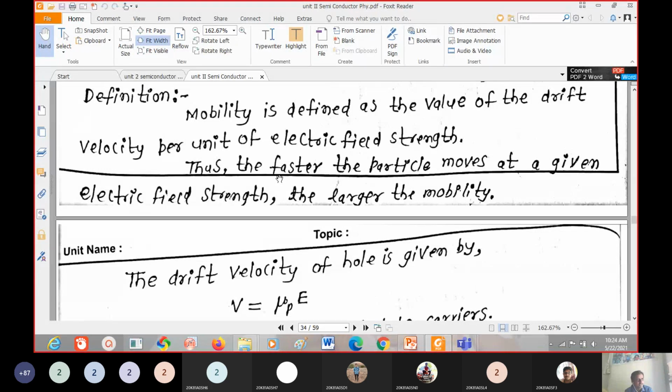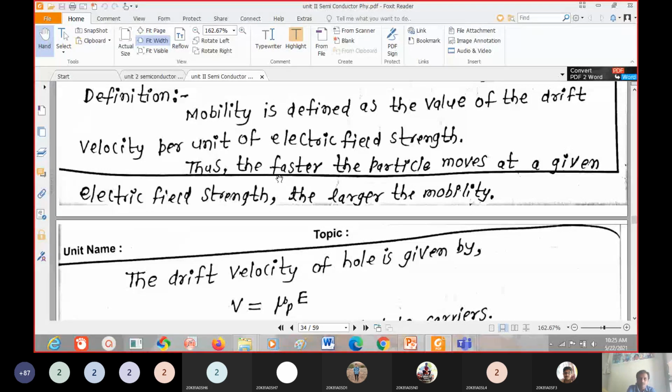If you increase the temperature, in the case of semiconductors, mobility may increase. If mobility is more, then either electrons or holes will move faster. See here, for holes, velocity V is equal to mu P into E, where mu P is the mobility of hole carriers.